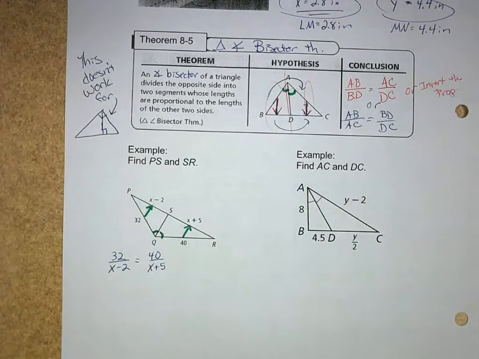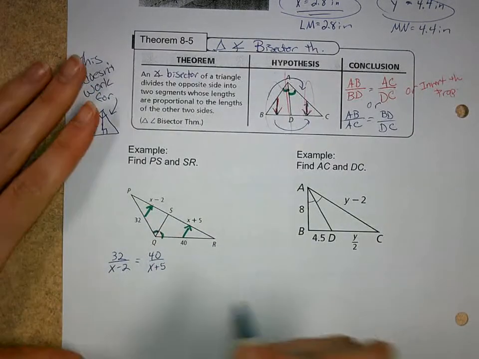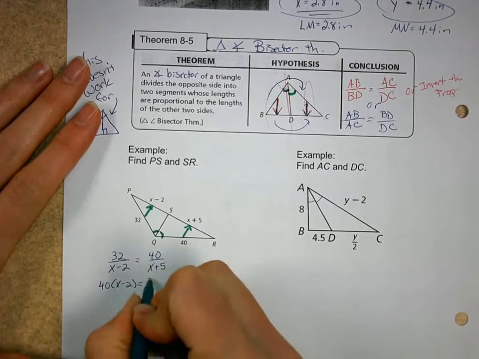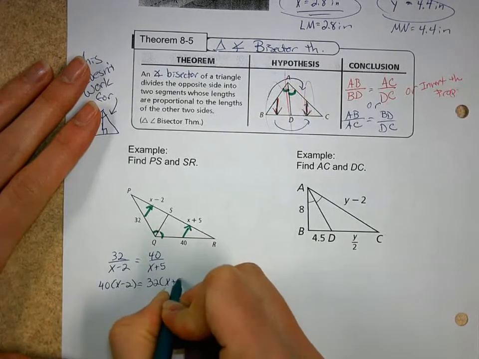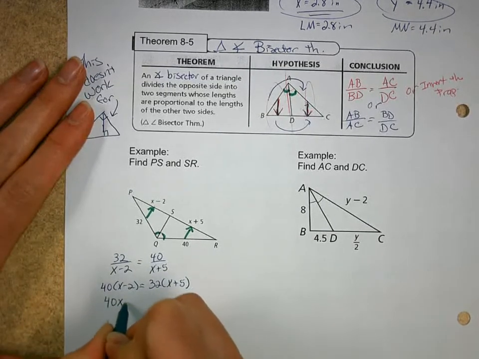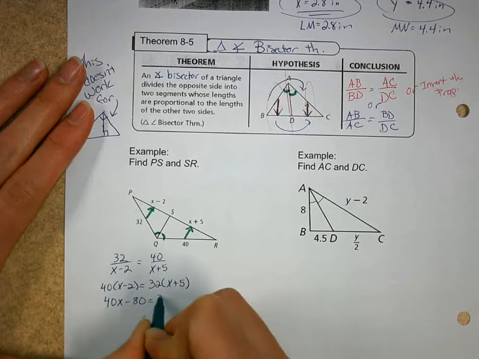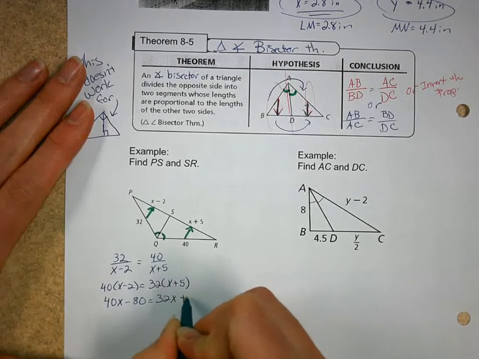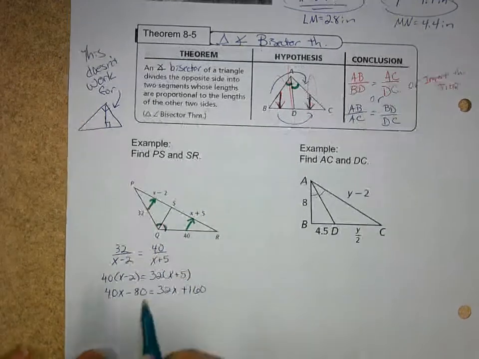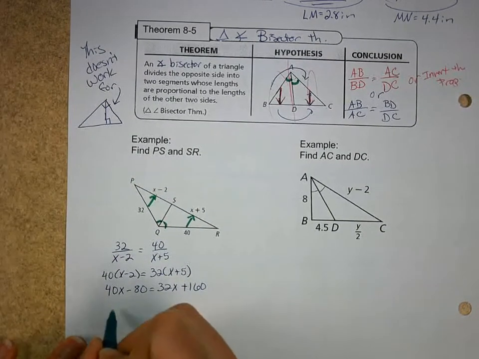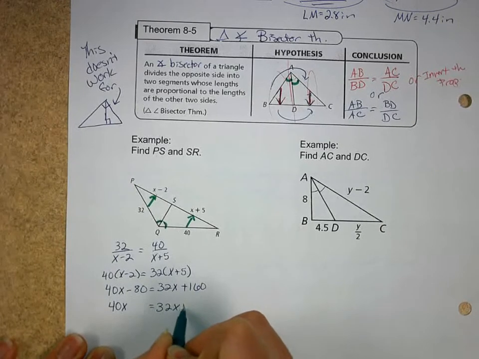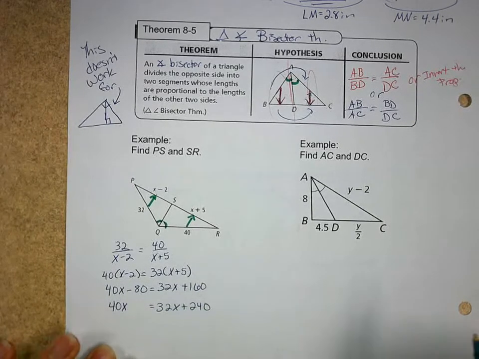So when I do this, I'm going to have to cross multiply. So I get 40 times (x minus 2) equals 32 times the quantity (x plus 5). Go ahead and distribute. You get 40x minus 80 equals 32x plus 160. Now this is where we're going to be good at our math. I'm going to add 80 to both sides. 40x equals 32x plus 240.